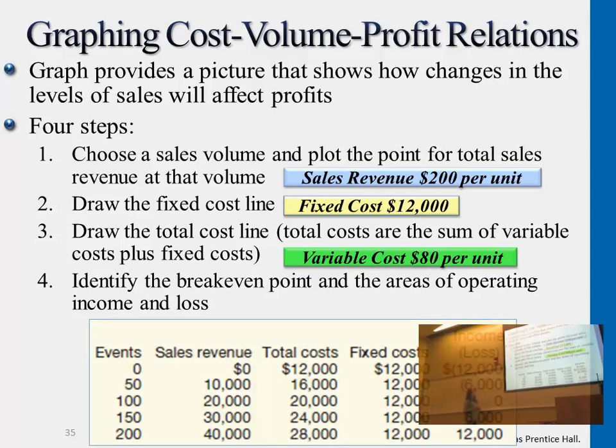In units, that will be the 100 events is the break-even units, and then for every event you're generating $200 for sales. So multiply those two numbers, you can get sales revenue 20,000. So this income 0 is the break-even point.